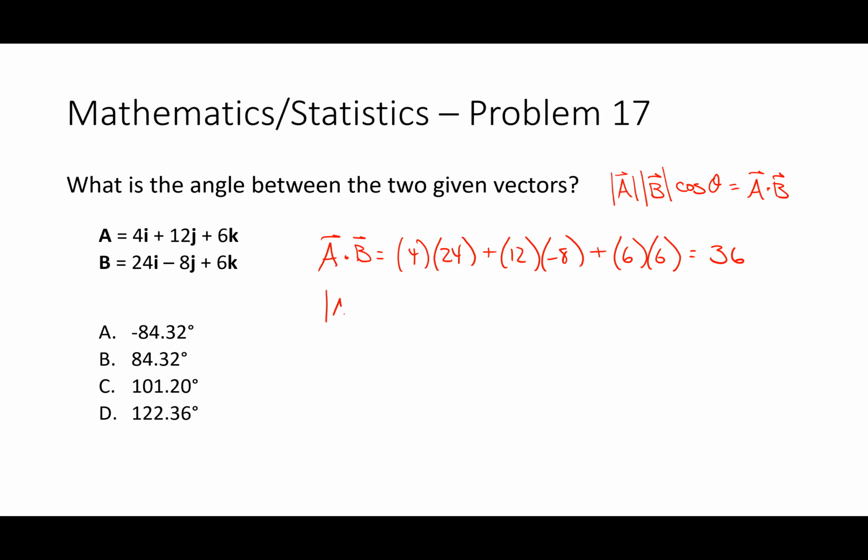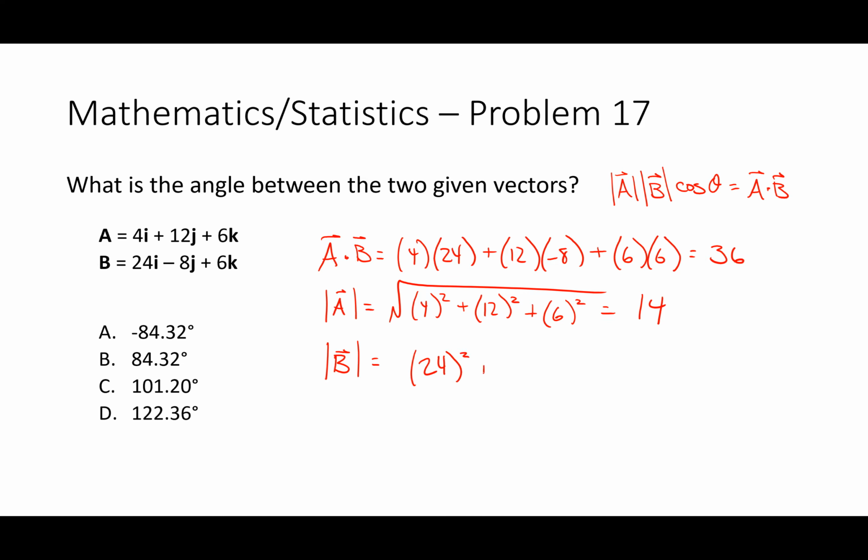The magnitude of the a vector, we break out the Pythagorean theorem and say 4 squared plus 12 squared plus 6 squared, and then take the square root of all that. When you plug and chug that, you get 14. And then for your b vector, that ends up being 26.